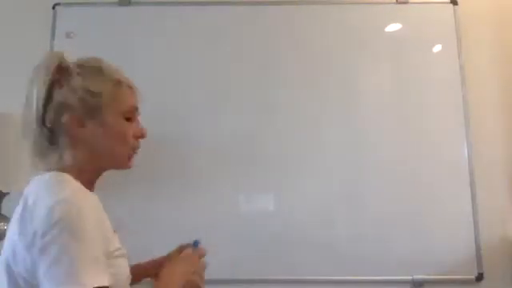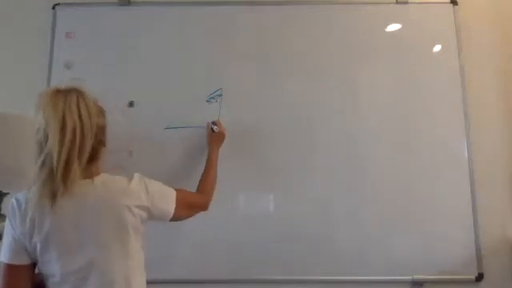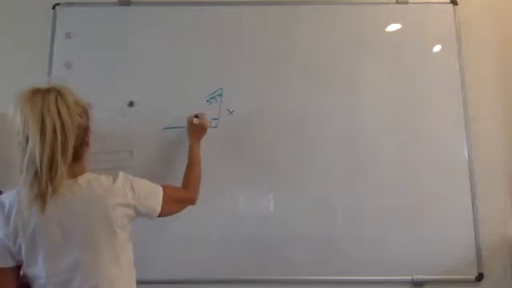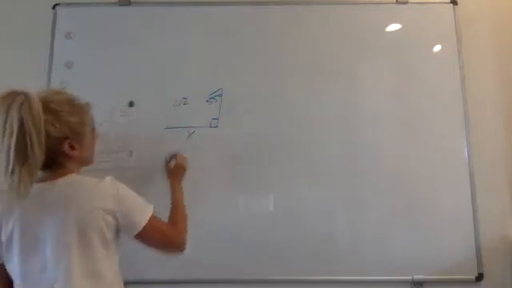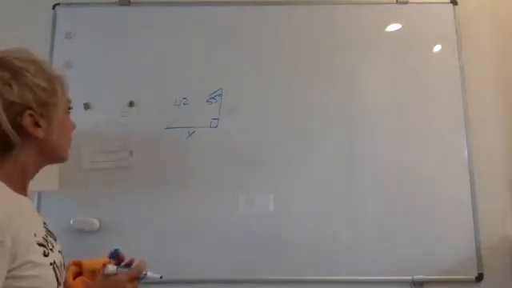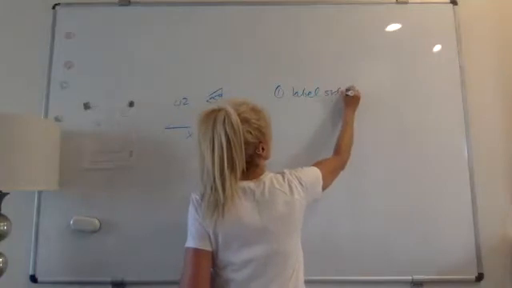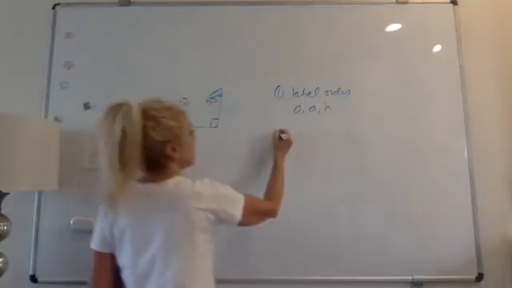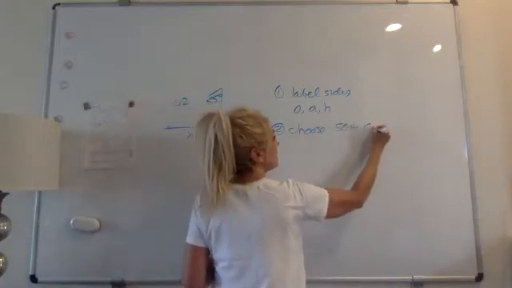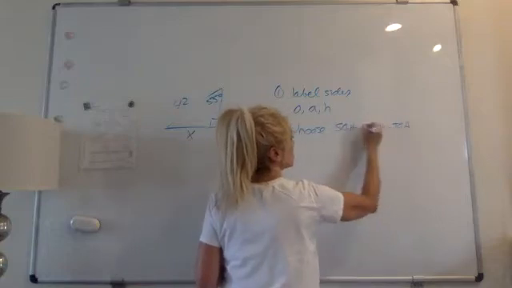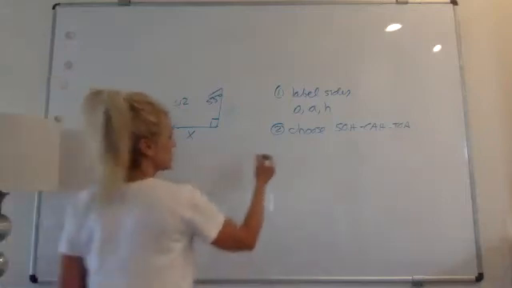So I'm looking at example 1 on the notes packet. Okay, so what I do when I'm going to solve is I will first label the sides, O, A, H, and then secondly, I'm going to choose whether I should be using sine, cosine, or tangent, based on what sides are involved in that question. And then I'm just going to set it up and solve.